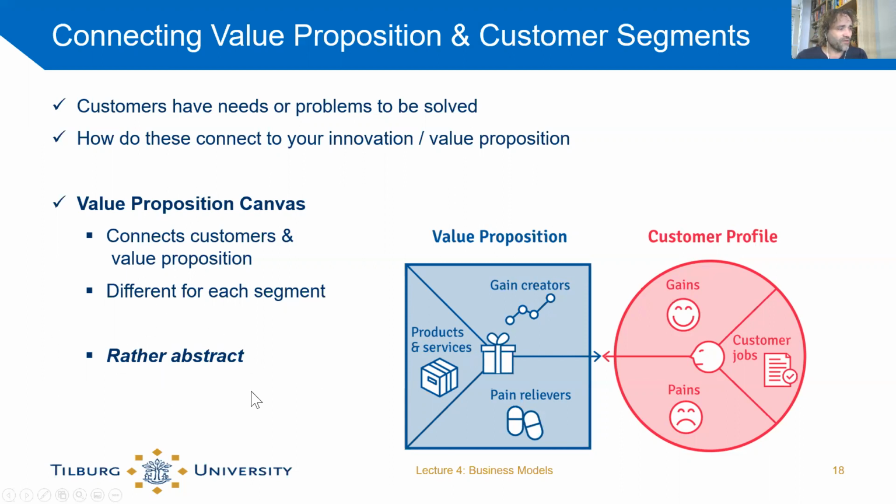It says here "rather abstract," but to be honest, I don't know why that's on the slide. So forget that. Because it's pretty obvious to me that you link what the innovation can do to the types of customers you have. I don't remember why I put it on the slide. It's not in the notes either. Sorry about that, but I think this is pretty obvious.